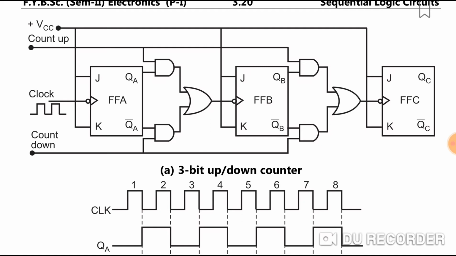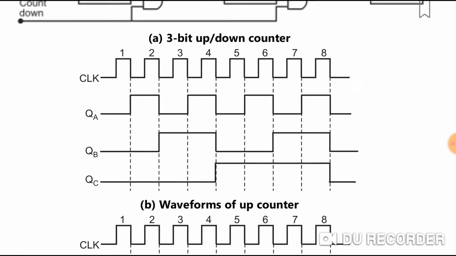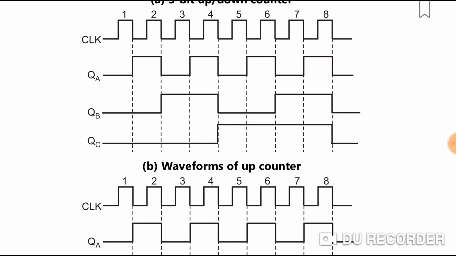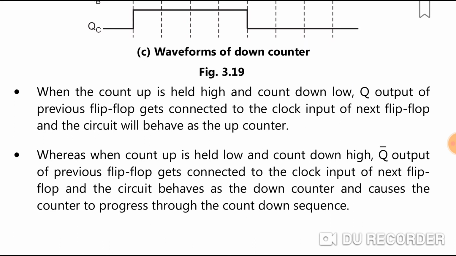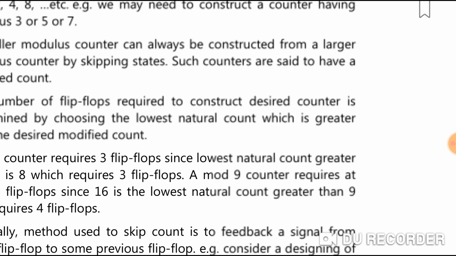So what happens due to this? This is the 3-bit down counter, then waveforms of the up counter, waveforms of the down counter. Okay. So what happens here: when count up is held high and count down low, the Q output of the previous flip-flop gets connected to the clock input of the next flip-flop, and the circuit will behave as an up counter. Whereas when count up is held low and count down is high, the Q bar output of the previous flip-flop gets connected to the clock input of the next flip-flop, and the circuit behaves as the down counter and causes the counter to progress through the countdown sequence.